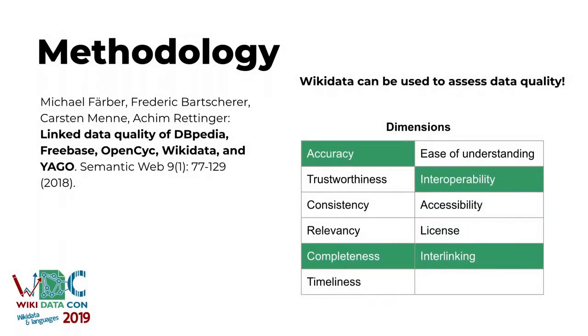And how can we measure quality? There are different methodologies. For example, Zaveri, which provides a set of criteria grouped by dimensions. And those in green are the ones that I found I could assess by means of Wikidata.